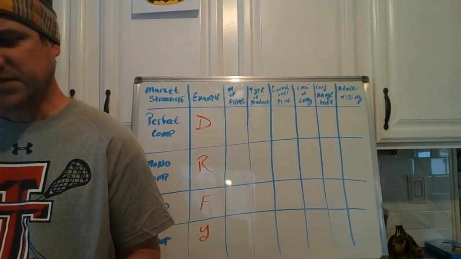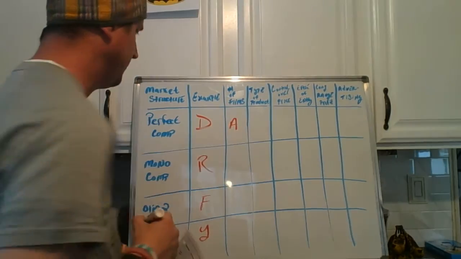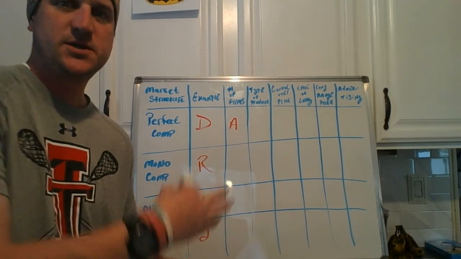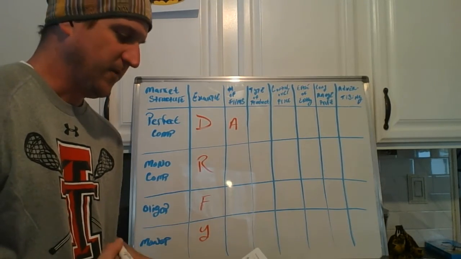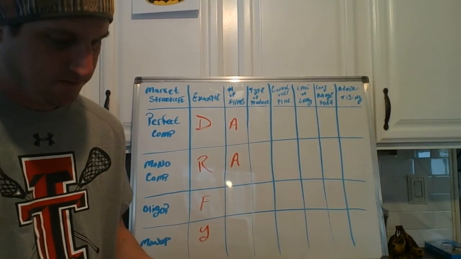Right. As far as numbers of firms, I said this a second ago. You have many in perfect competition, but one of the reasons why monopolistic competition is similar to perfect competition is because they also have many firms. So we should have an A there as well.